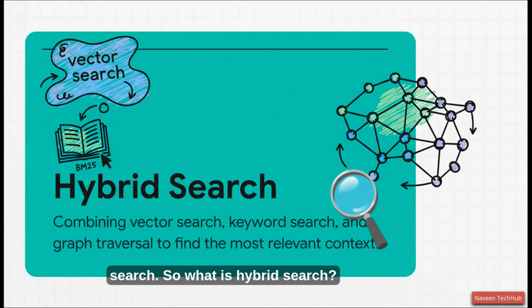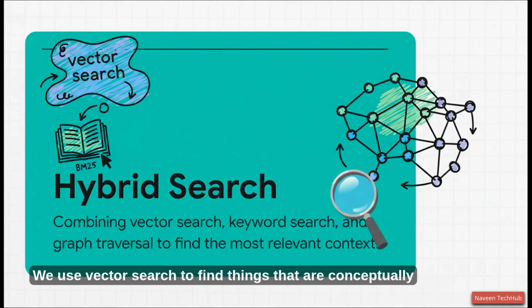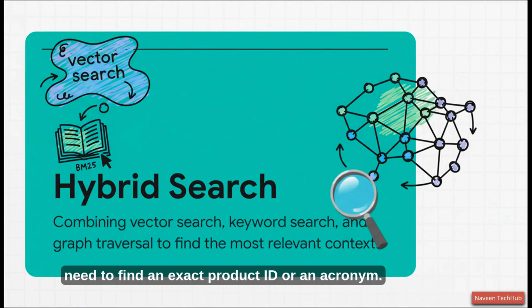So, what is hybrid search? It's really just what it sounds like. Instead of betting on one search method, we use a team of them. We use vector search to find things that are conceptually similar. We use good old keyword search because sometimes you need to find an exact product ID or an acronym.